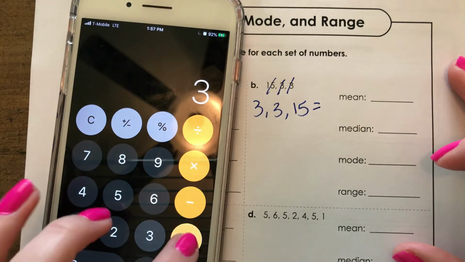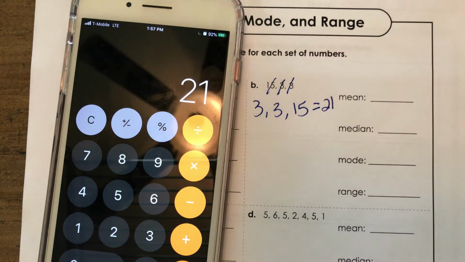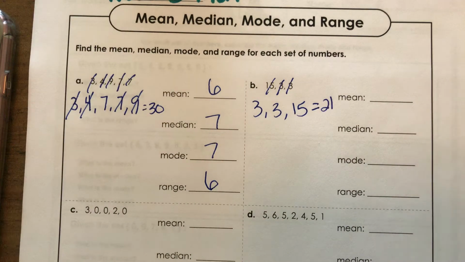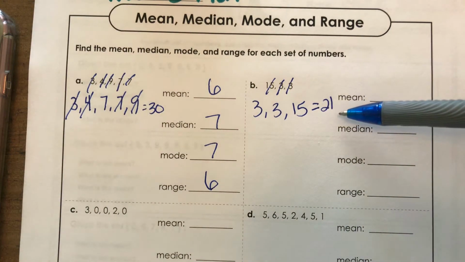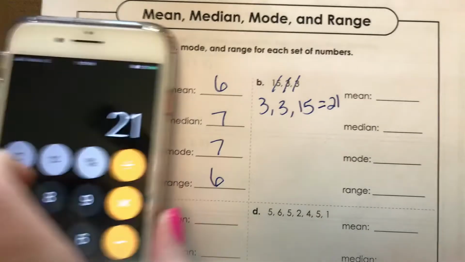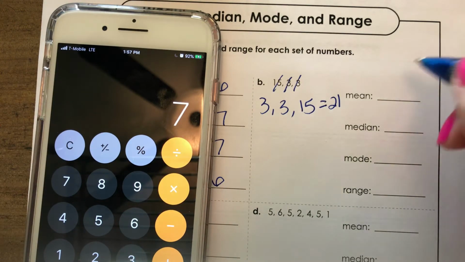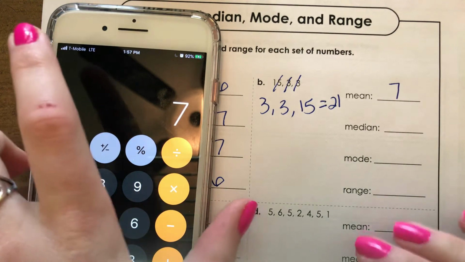3 plus 3 plus 15 gives us 21. Step 2, divide by the number of numbers in the set. Well, 1, 2, 3. So we're going to take 21 and divide it by 3, and 7 is our average.